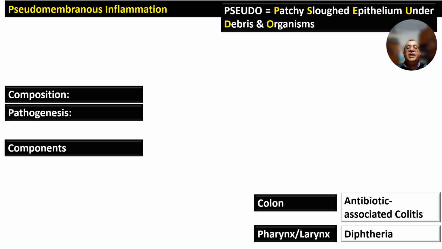It can be memorized by pseudo: the P standing for patchy, S sloughed, E epithelium, U under, D debris, and O organism. So the mnemonic for this is pseudo: patchy sloughed epithelium, under debris, and organism.